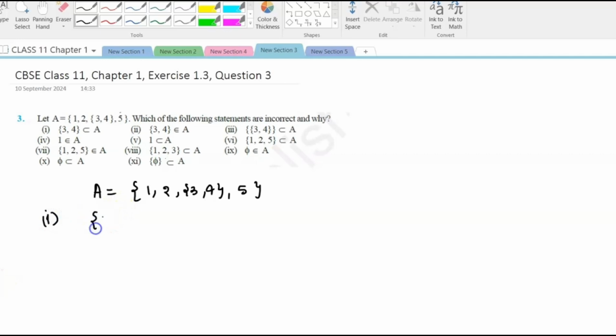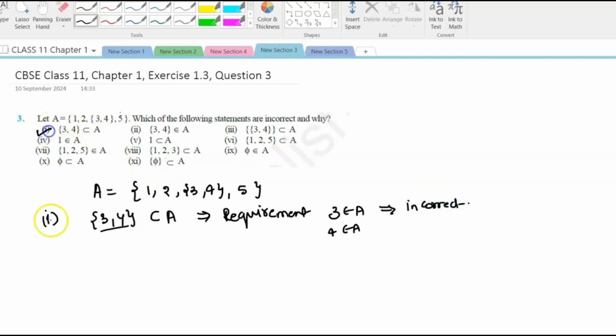The first statement is that {3, 4} is a subset of A. So {3, 4} will be a subset of A if all the elements of this set are also the elements of this set. So what are the requirements for this statement to be true? That 3 belongs to A and 4 belongs to A, which is not the case here. The set {3, 4} belongs to set A, not 3 and 4 as elements. Therefore, this statement is incorrect.